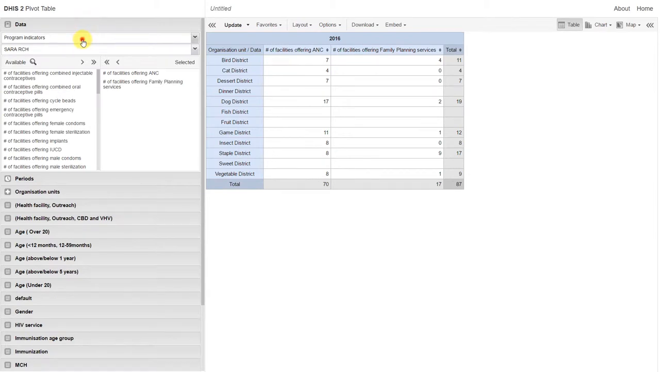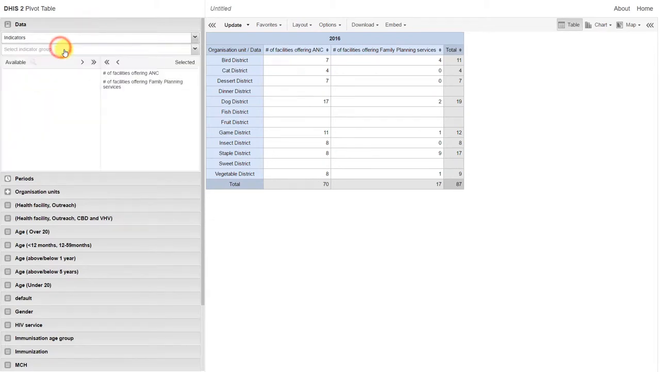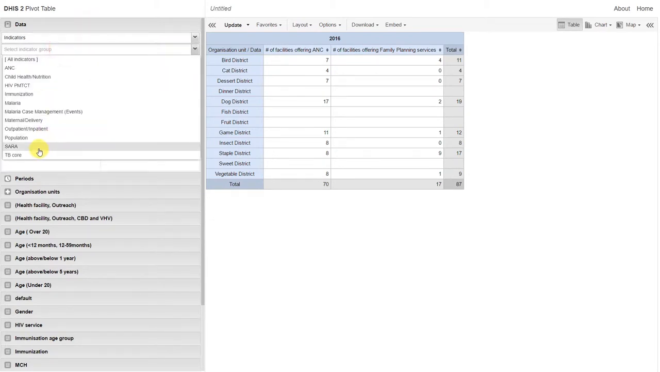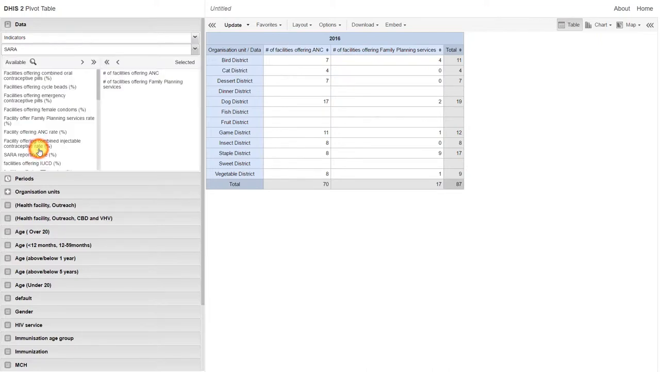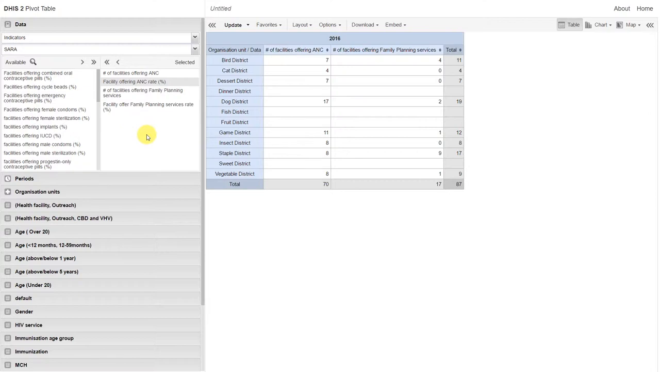If we go back to our data and select indicators, we can see there is a SARA indicator group. We can look at the percentage of facilities that are offering antenatal care, as well as the percentage of facilities offering family planning. These take program indicators as their numerator and take facility counts as their denominator.